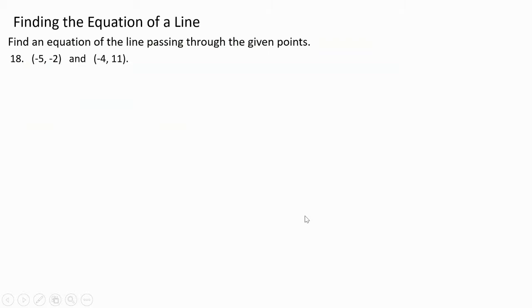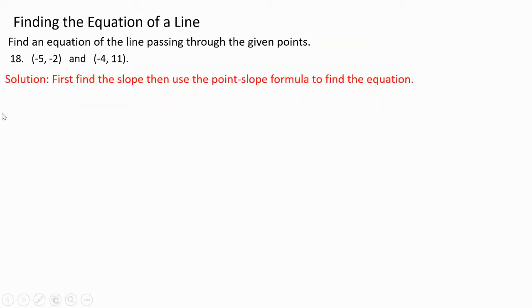Now, find an equation of the line passing through the given points. Here, guys, they don't give you the slope, which means you have to do a little extra step, and that's it. You find the slope, and then you use what we did in number 17. So what's my strategy? First, find the slope, then use the point slope formula to find the equation. There's my slope formula, and there's the point slope formula. So first, I have to find my slope.